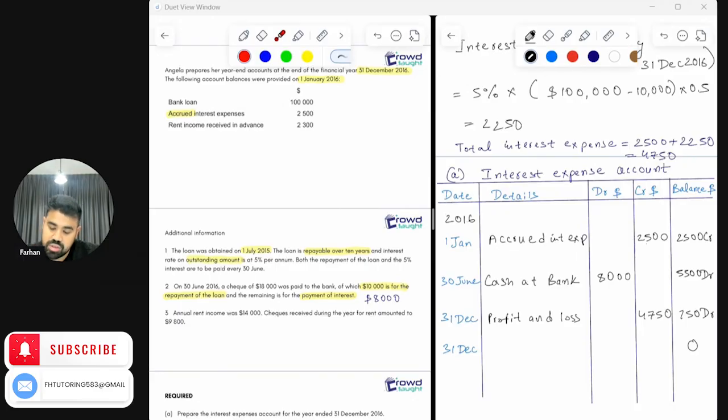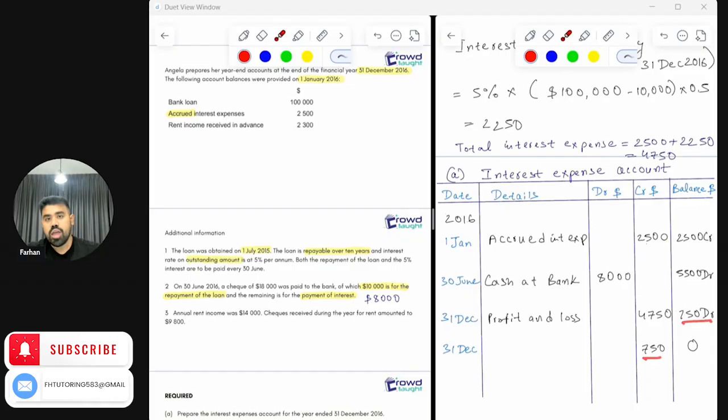How can we make it 0? We need to have a number here on the credit side, which is going to be 750, because 750 credit can offset the 750 debit from the previous transaction, right? Now, what is the 750 credit?